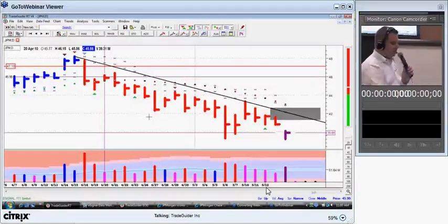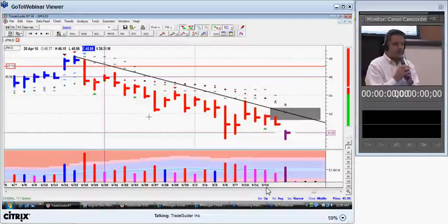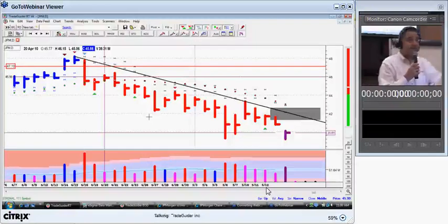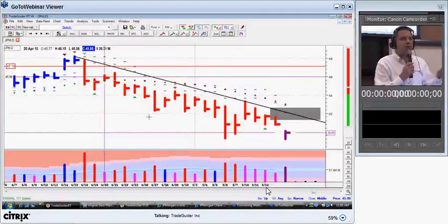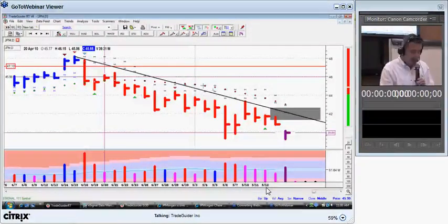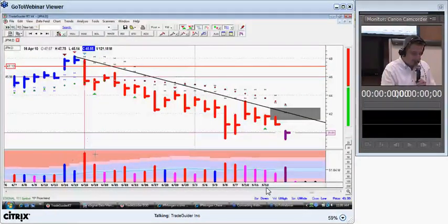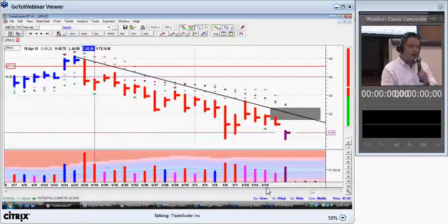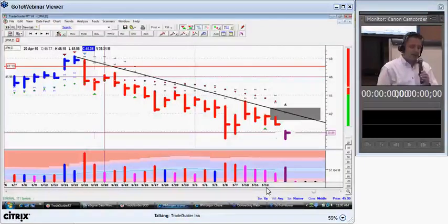Now, what do you notice about the volume on that bar? What do you notice? Shout. Extremely low.